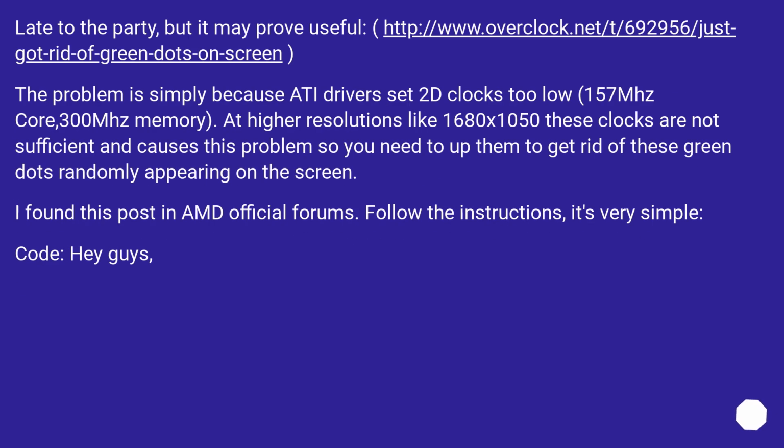Late to the party, but it may prove useful. This URL. The problem is simply because AMD drivers set 2D clocks too low: 157 MHz core, 300 MHz memory. At higher resolutions like 1680 by 1050, these clocks are not sufficient and cause this problem, so you need to up them to get rid of these green dots randomly appearing on the screen. I found this post in AMD official forums. Follow the instructions. It's very simple. Hey guys.